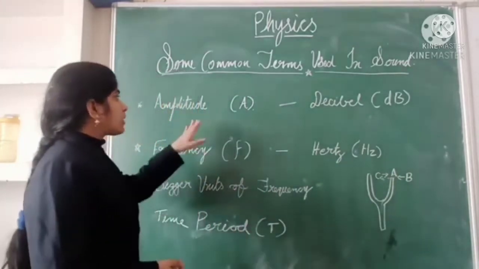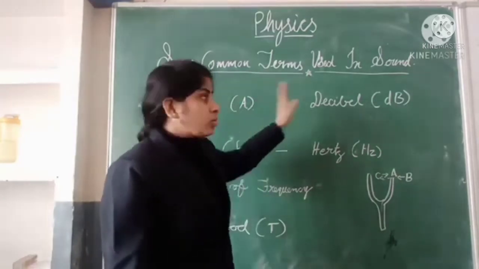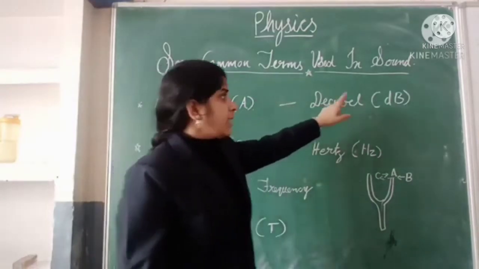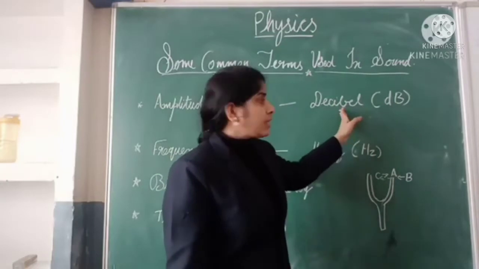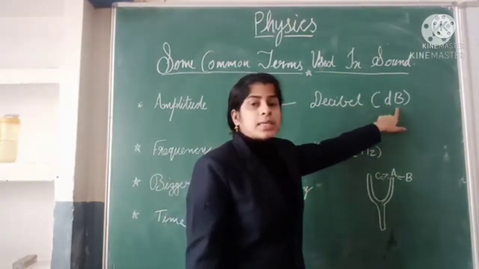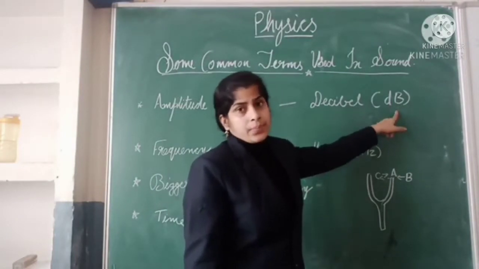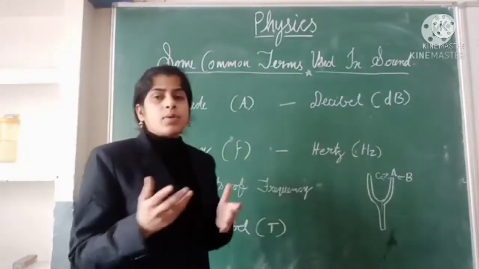This amplitude is represented by the letter A, and the unit of amplitude is the decibel. This decibel is represented as dB, with a small d and a capital B, and B follows the Bell system. Okay, give me one example of amplitude.